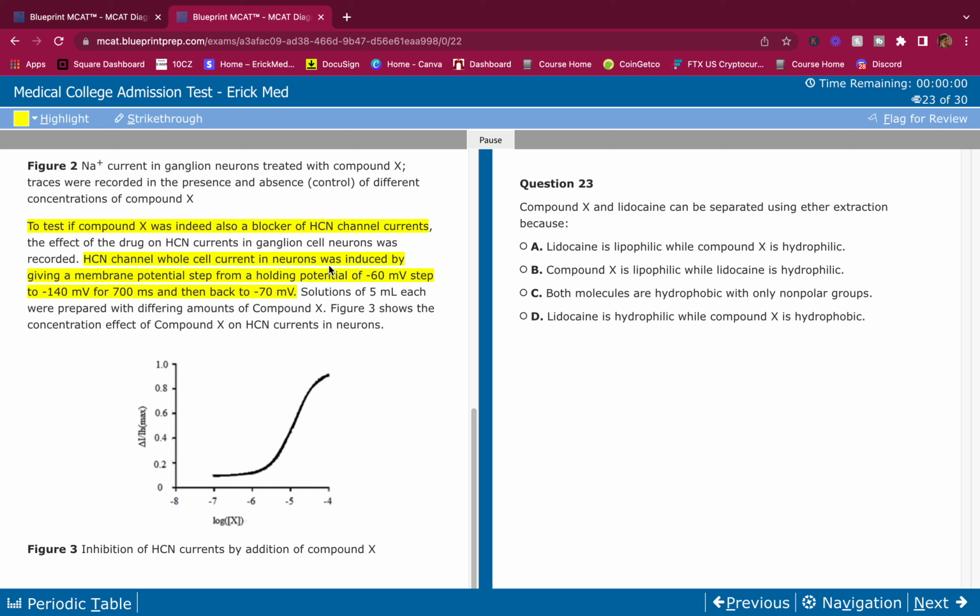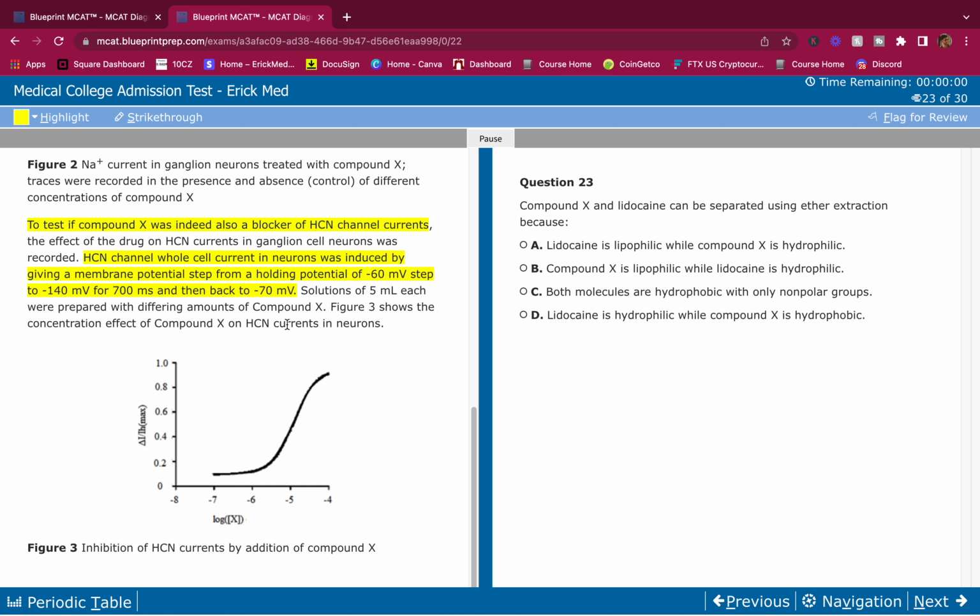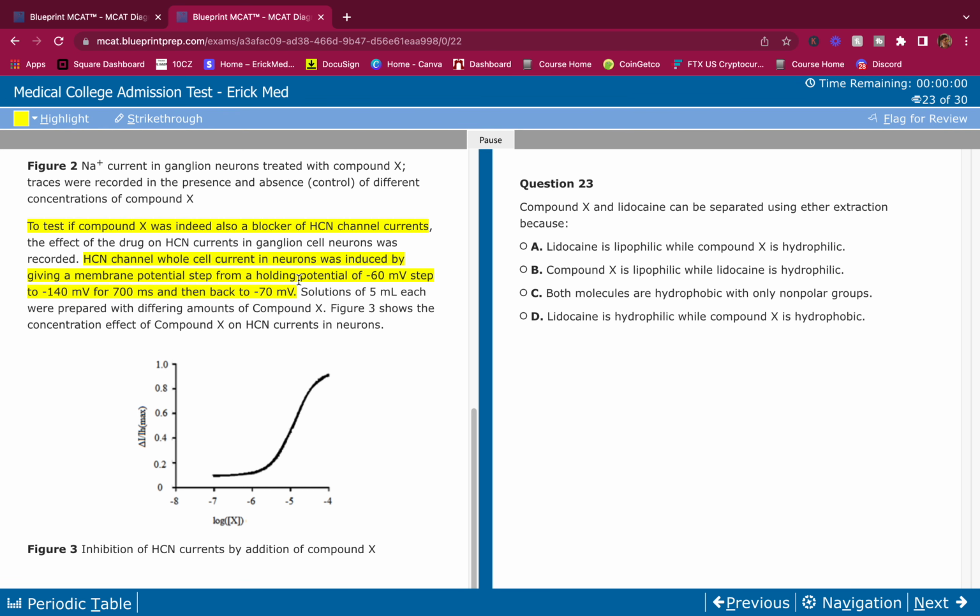HCN channel whole cell current in neurons was induced by giving a membrane potential step from a holding potential of negative 60 millivolts step to negative 140 millivolts for 700 milliseconds and then back to okay. So what they did here is they hyperpolarized it. So negative 60 to negative 140, you're hyperpolarizing the potential. And they did that for a duration of 700 milliseconds. And then went back to negative 70. So it repolarized. It didn't repolarize. It depolarized. My fault. It depolarized back to negative 70 millivolts.